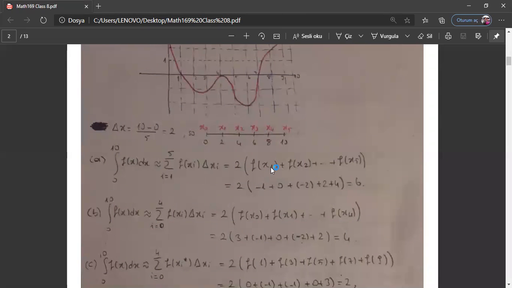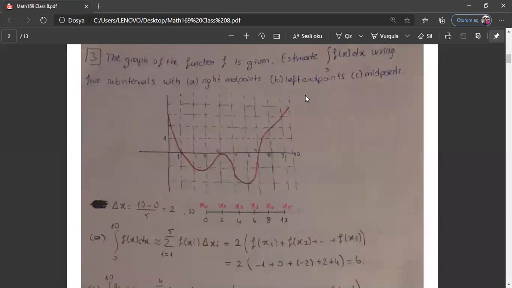What's f of x1? x1 is 2 here, so what's f of 2? It's given here on the graph, it's minus 1, right? So we have minus 1. What's f of x2? I mean, what's f of 4? It's 0 there, so we have 0. And by using this graph, you get the values of the function and finally get 6.